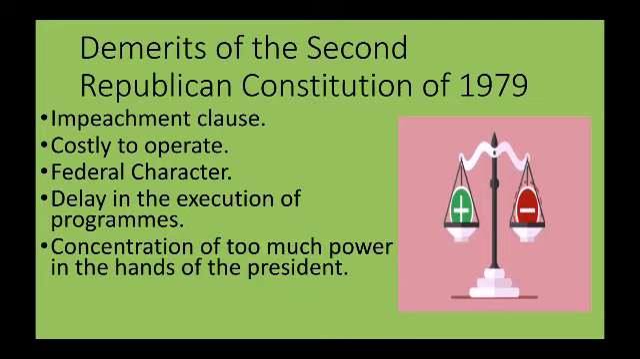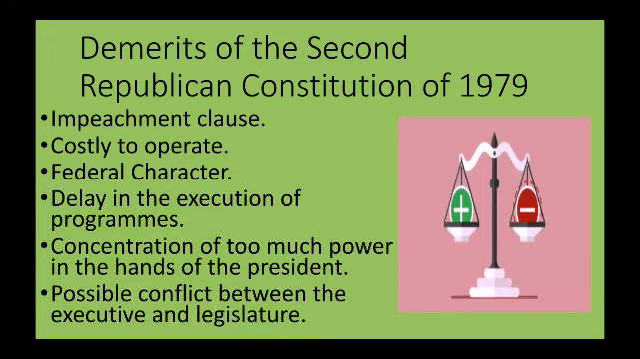Again, there was the disadvantage of possible conflict between the executive and the legislature. There is that possibility where there will be conflict, because there will definitely be conflict of interest. Since the president is not in a parliamentary system, the president does not belong to the parliament. Rather, he is in the executive arm, while the legislature is in the legislative arm. So sometimes there will be conflict, especially conflict of interest, between the executive and the legislature.